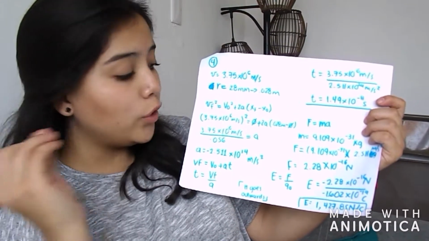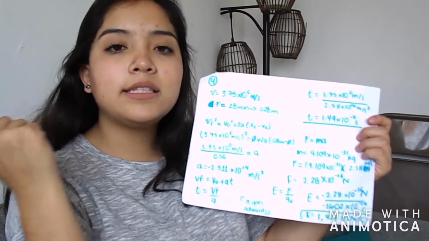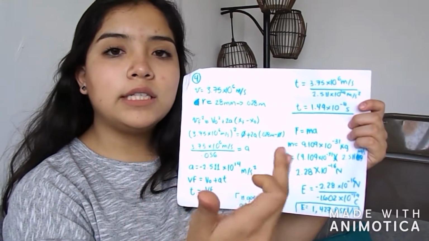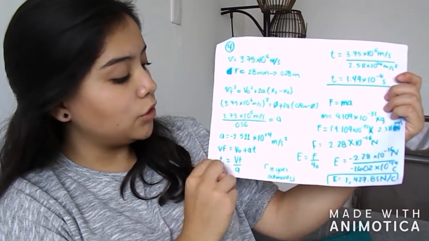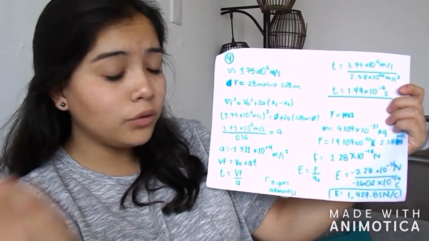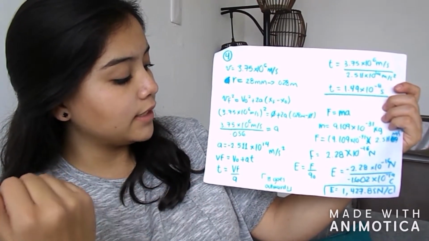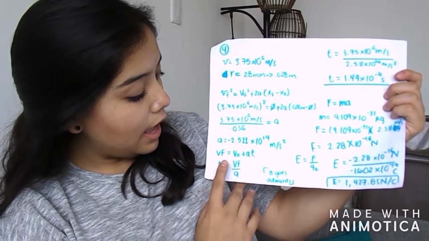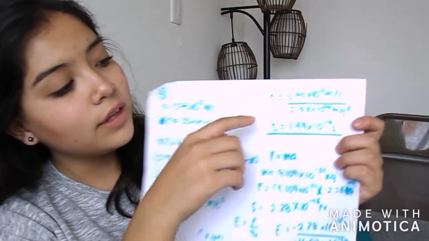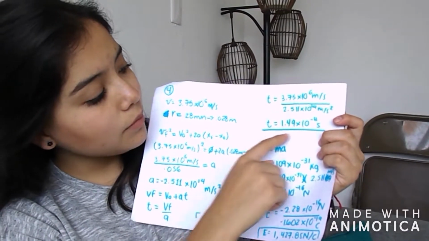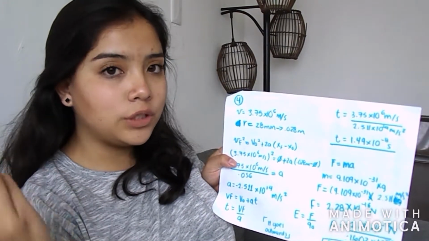Then we clear out for the acceleration, and we got this result, and it's negative because we are decreasing. Then we're gonna clear out for the time with the formula of velocity equals the initial velocity plus the acceleration times the time. And we clear out for the time, and we substitute our values, and we're gonna have this time. This is the time when the electron stops.